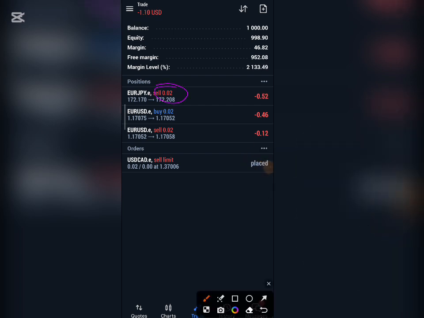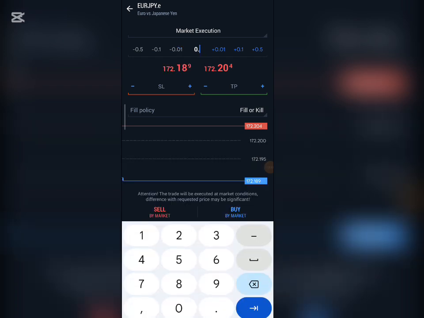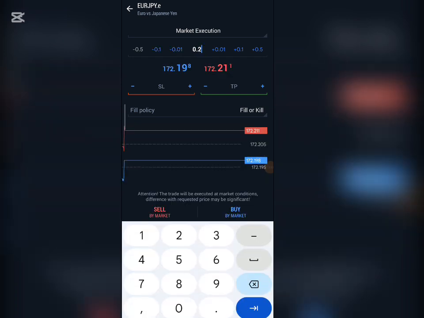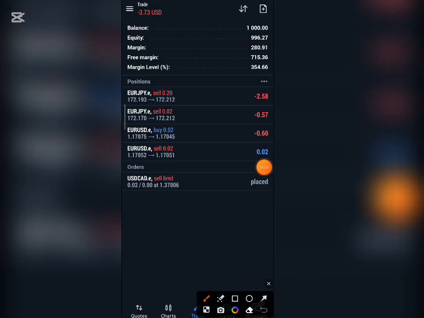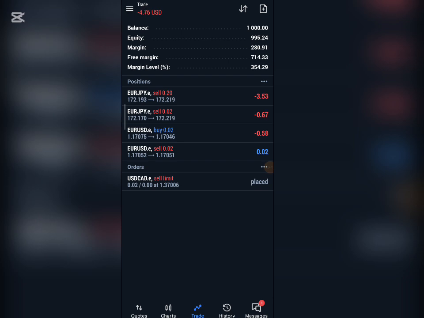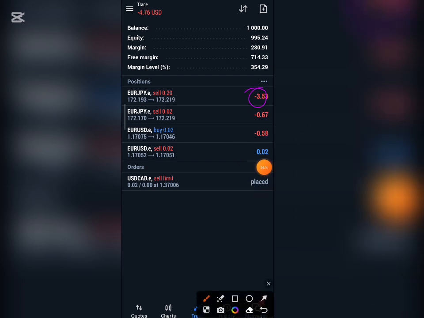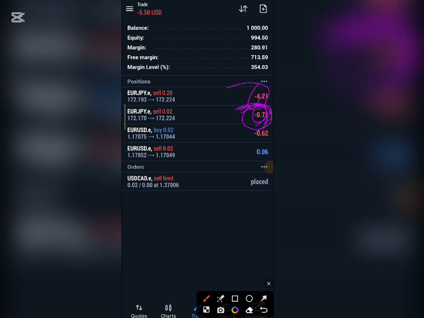You'll see something now. New order, then I want to use 0.2. Then I click on sell. What happened? Did you see my losses increased drastically? It means this is $3 that I'm losing right now. Whereas with the other 0.02, I'm losing just 65 cents. Now I'm losing $4, while for that one I was losing just 73 cents. So do you understand?